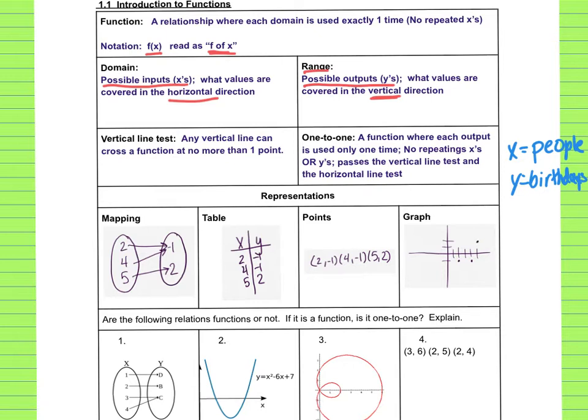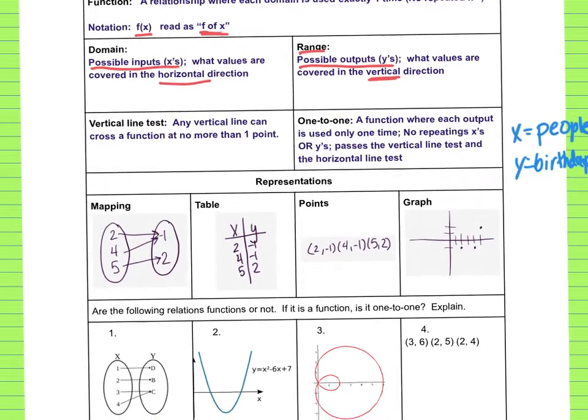Back to the 1-to-1 function thing, though. So again, people and birthdays. A 1-to-1 function would be everybody sitting in my class right now, we all have different birthdays, okay? So no repeating people, no repeating birthdays, okay? No repeating x's, no repeating y's. That's just a good little visual if you get those two things confused.